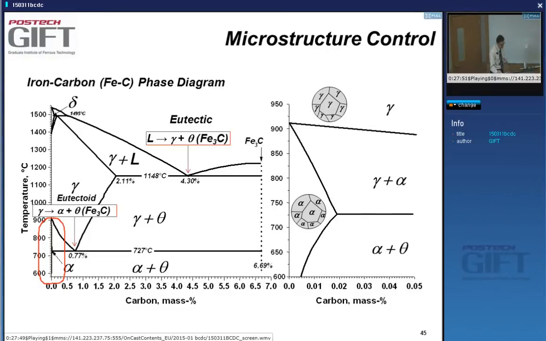In order to actually see or be able to describe what is going on in these steels, I have to blow this up a lot. So if I blow this up, so this is 0.5, I magnify this 10 times. So now I go from 0.0 to 0.05. So that's 0.05% of carbon. So this corresponds to what we call 500 weight ppm of carbon, that's 500 times 10 to the minus 6.